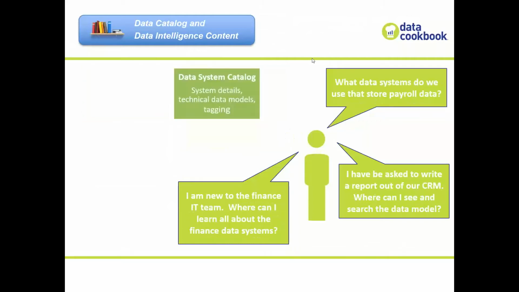And let's talk about data system catalog. So this is sort of the high-level system details of all the different data systems that you have, an inventory of different data systems, and then the actual physical data model. So this is the other kind of data dictionary term, that tables and columns and everything. And then maybe some supplemental information about that, like tagging PII or stuff within those items. But the types of things someone says, hey, what data systems do we use that store payroll data? So this is a very general information. Someone's trying to understand where stuff lives, what do you have within your organization?